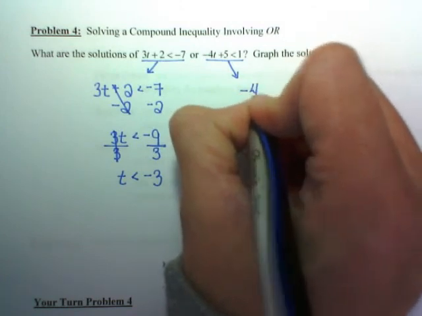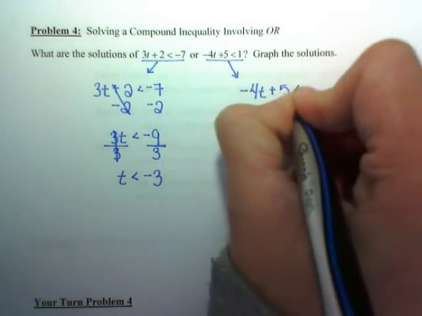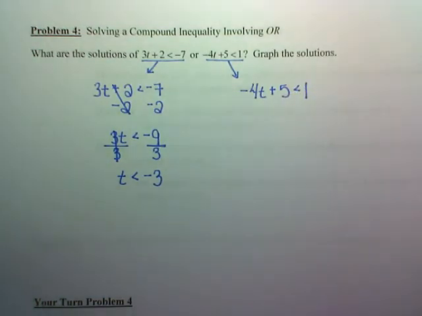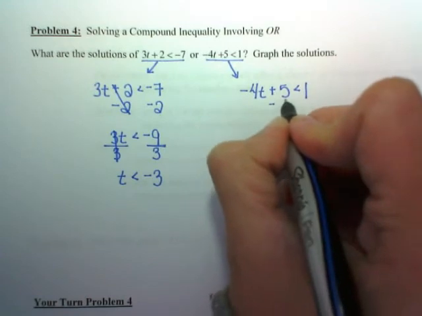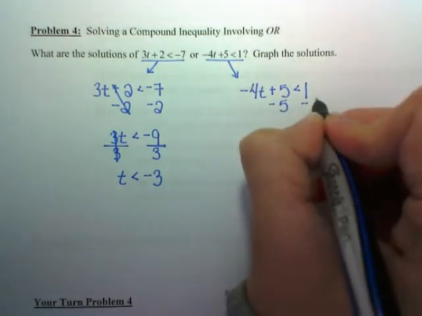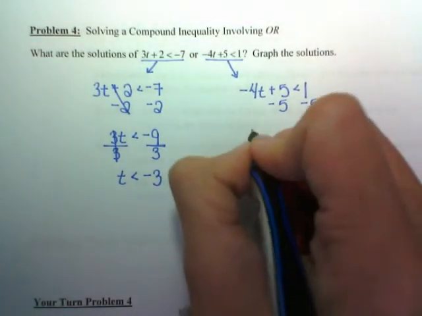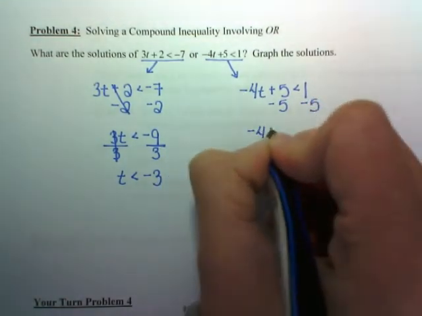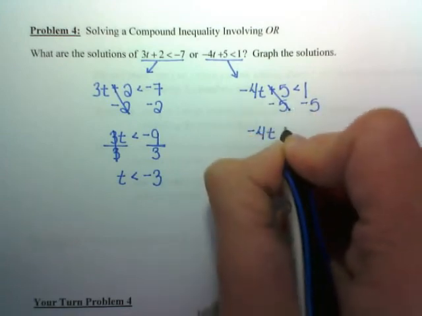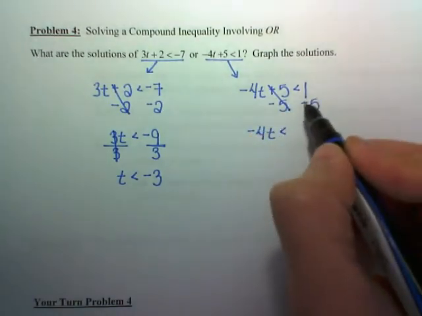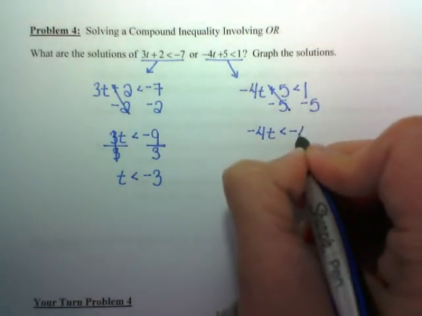All right, so let's take care of this inequality over here. Negative 4t plus 5 less than 1. All right, well, the last thing we did was add 5, so that's the first thing we undo. So subtract 5. Negative 4t is what we're left with there because 5 minus 5 gives us 0. Less than, be careful, 1 minus 5. We're at 1 and we go down 5, so we're at negative 4.